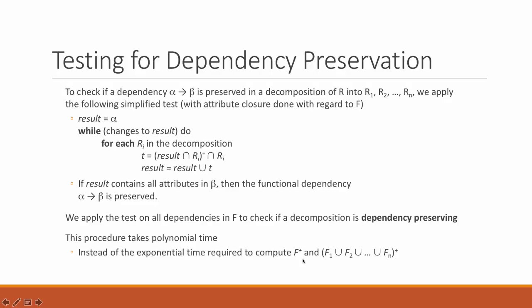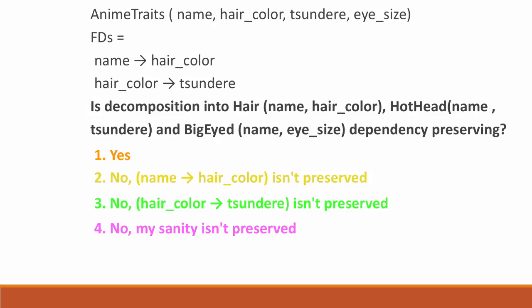All right, so let's go through another example here. We have anime traits here, which is name, hair color, tsundere status, eye size, and we have two functional dependencies. If you give me a character's name, I can tell you their hair color. If you give me their hair color, I can tell you their tsundere status. If I decompose this into hair, which has name and hair color, hothead, which has name and tsundere, and big-eyed, which has name and eye size, is this decomposition dependency preserving?